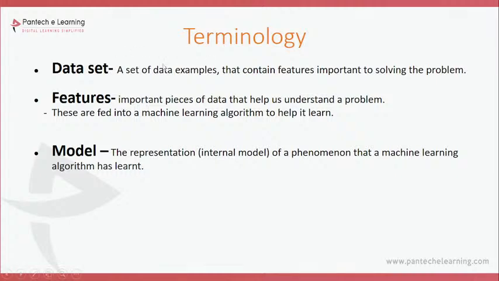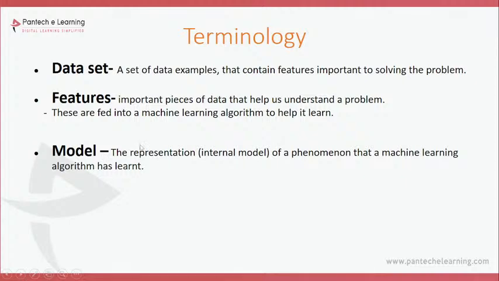So this is the definition. Data set means a set of data examples that contain features important to solve the problems. So like some related data. Features mean important pieces of data that help understand a problem. These are fed into a machine learning algorithm to help it learn. Features means some particular data uploaded to a model. That model algorithm works on some set of data.